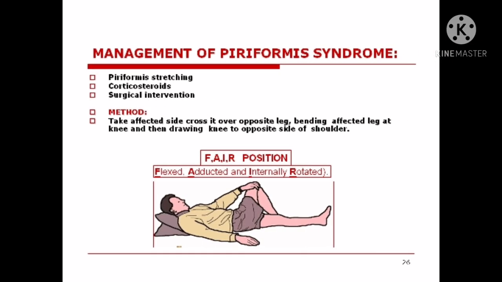The management or treatment of the piriformis syndrome: piriformis stretching, corticosteroids, and surgical intervention. The piriformis stretching is shown in this diagram. Take the affected side, cross it over the opposite leg, bending the affected leg at the knee, and then draw the knee to the opposite side of the shoulder. This position is called the FAIR position, in which there is flexion, adduction, and internal rotation of the affected limb.